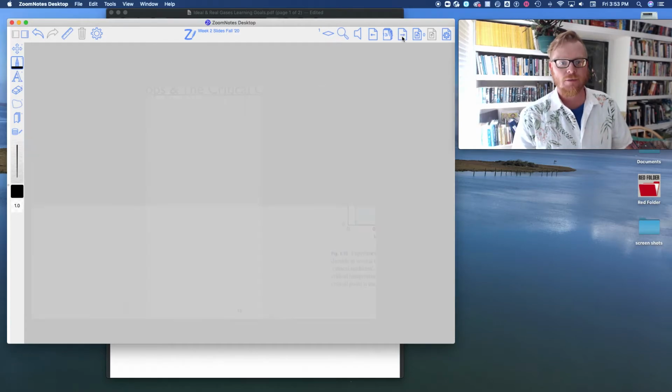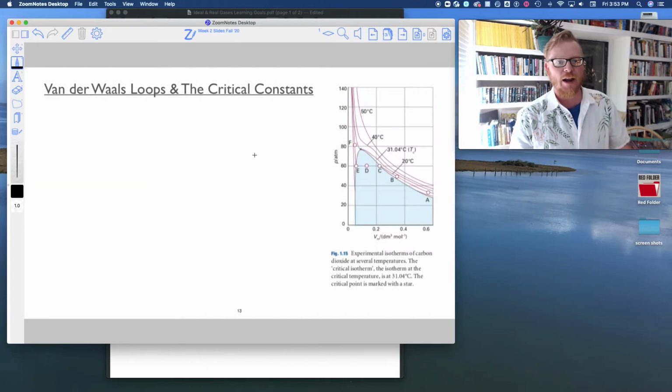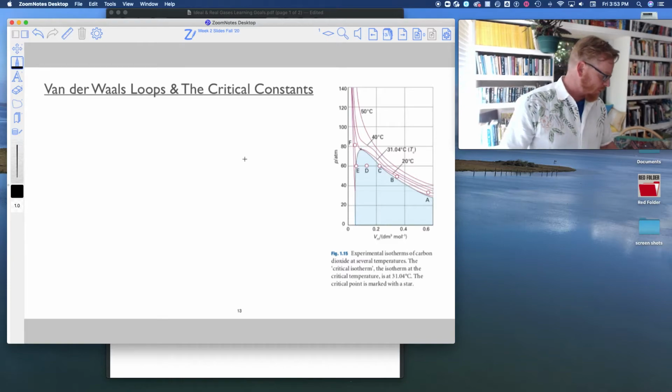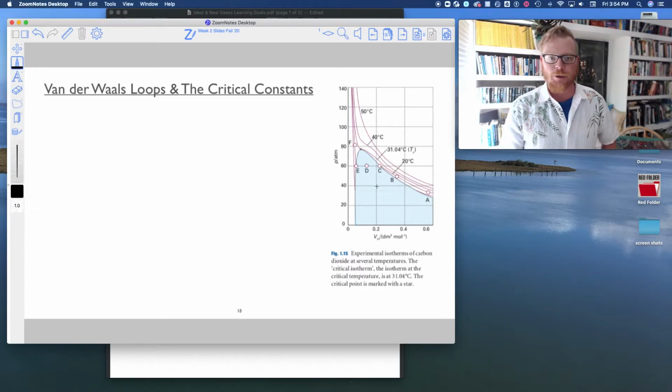Let's keep going. Let's talk about the van der Waals loops and the critical constants. I left myself a lot of space, but I'm not even sure why. I don't think that was necessary. I should have made this graph bigger.